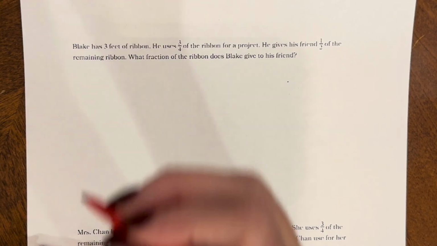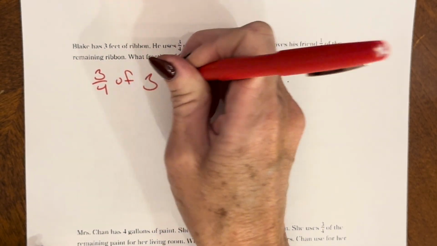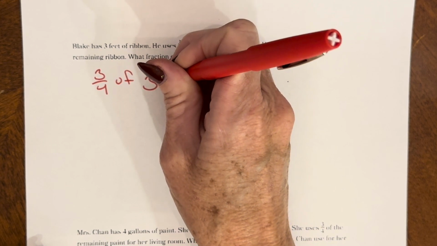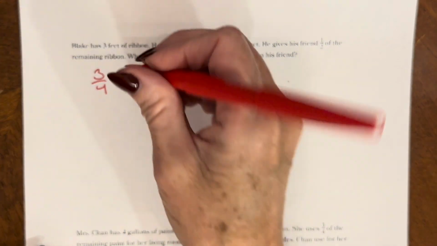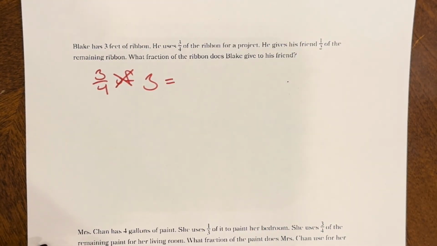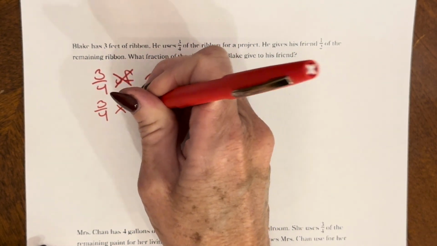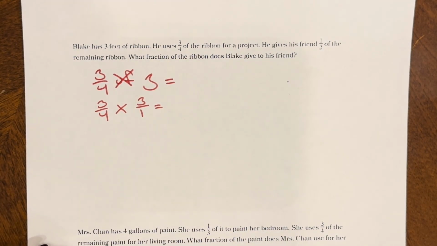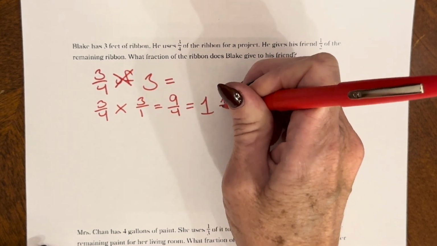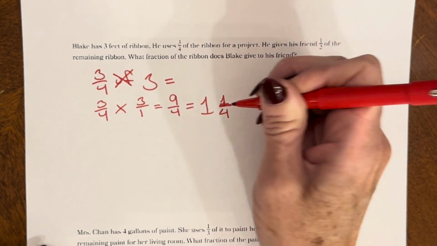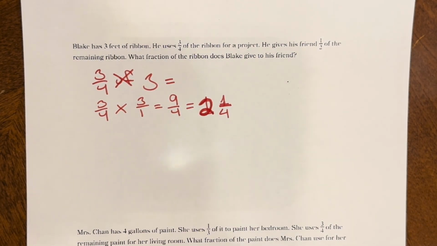Okay, so what this is saying is he's using 3/4 of the 3 feet of ribbon. That's what he's going to use. Well, remember, of means multiplication. So he's using 3/4 of 3. But I have to multiply a fraction by a fraction. So he's using 9/4, which is the same as 1 and 1/4. I'm sorry, 2 and 1/4. That's what he was using.